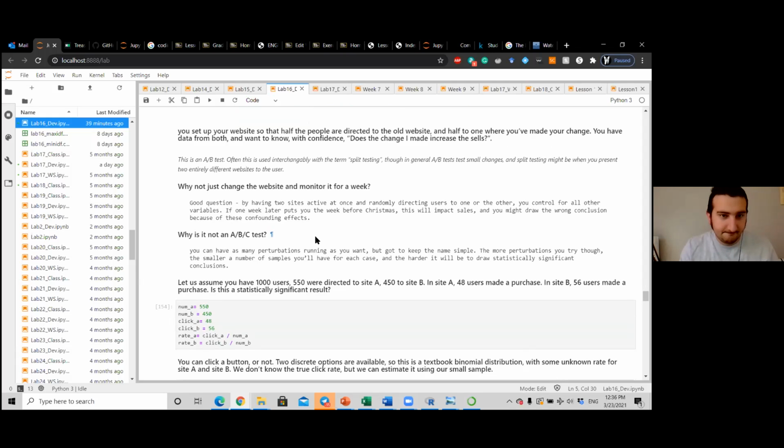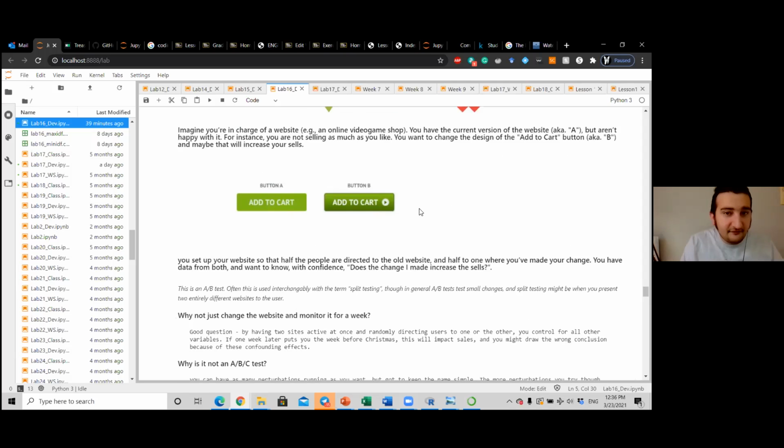So basically, you kept a controlled variable, so you can see the changes in difference. Yes, exactly. So another question, why is it not an ABC test? Shall I only look at two alternatives? Can I have three designs?